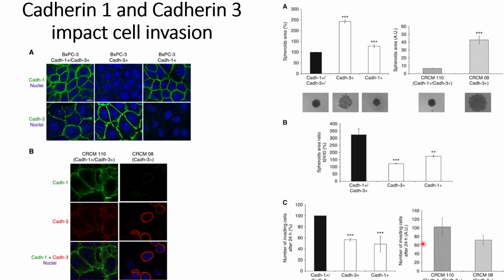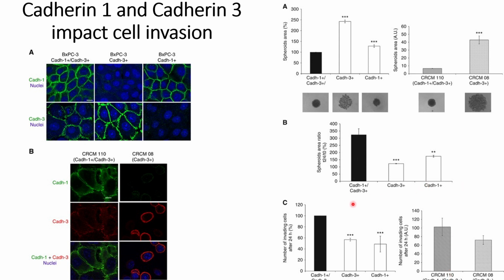From this and the other results, they conclude that Cadherin-1 and Cadherin-3 both play a role in invasion, since when both are present they see maximum migration. The same thing they observed for CRCM10 also, which has both Cadherin-1 and Cadherin-3.